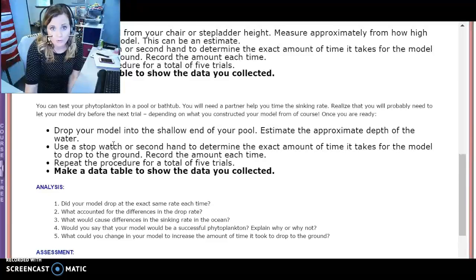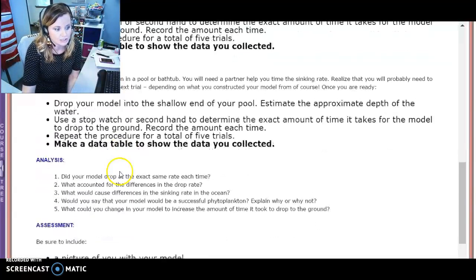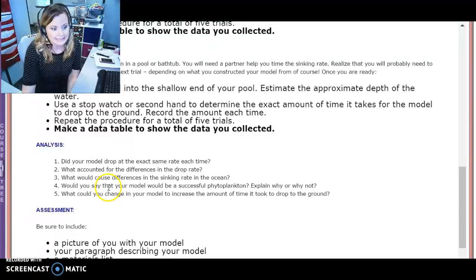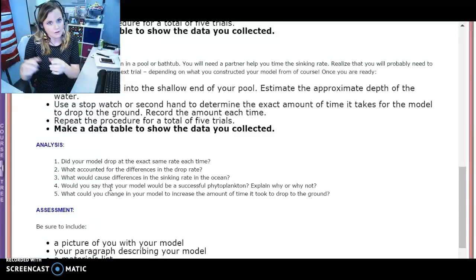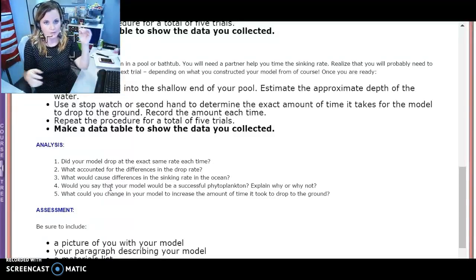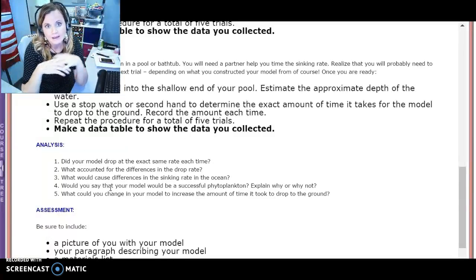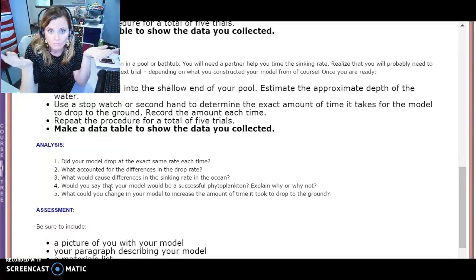You're going to repeat both the air trials and the water trials 5 times each. Put them in a data table and use that information to answer the analysis questions. Did your model drop at the exact same rate each time? Yes, we know that the air dropped a lot faster than the water. That's not what we're talking about here. You're looking at all 5 trials of air and all 5 trials of water. Are they the same, the 5, within each category? And I can tell you right now they won't be the same.